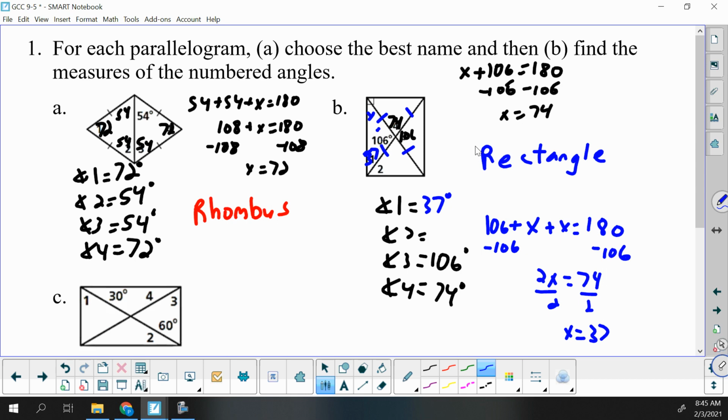Well, to find angle 2, we knew that together they had to add to 90 degrees. So if we do 90 minus 37, that will give us 53 degrees for angle 2.